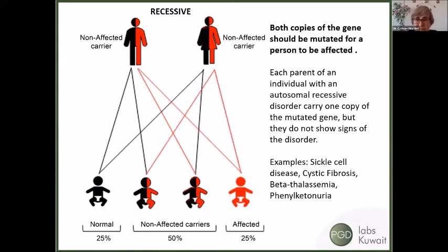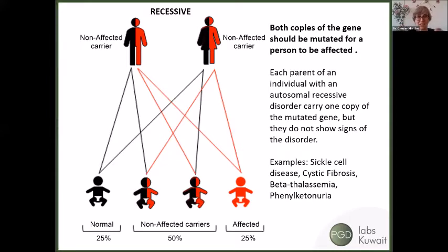Regarding recessive diseases, we need to have both copies of the gene mutated to be affected. This means that if we only have one mutated copy and the other is normal, this normal copy is enough to make the gene work properly. Usually, individuals affected by an autosomal recessive disorder inherit one mutation from the father and one mutation from the mother.